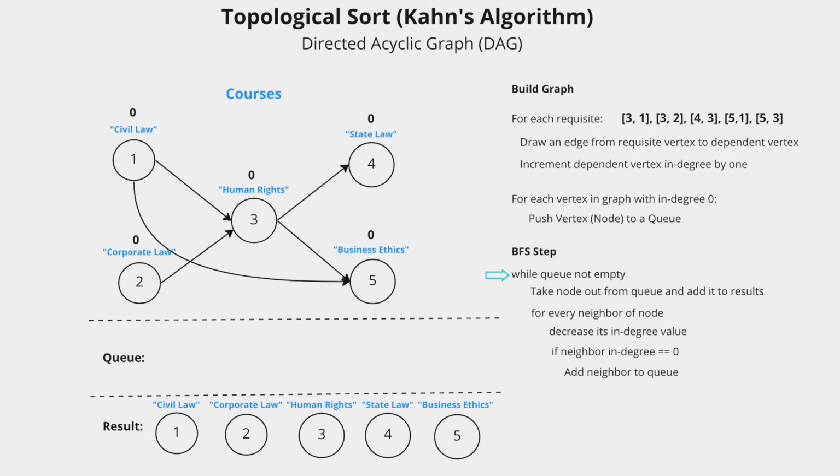Course number 5 has no neighbors to explore. Therefore, we go to our main while loop and check if the queue is empty. And this time the queue is empty. Because the queue is empty, we can finally break out of our main while loop, which means we're done with the BFS step and we can safely return our final result set, topologically sorted.